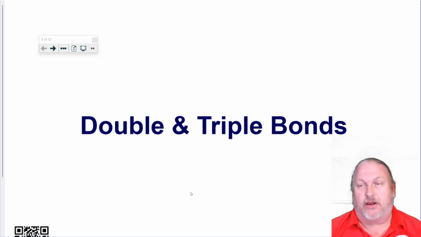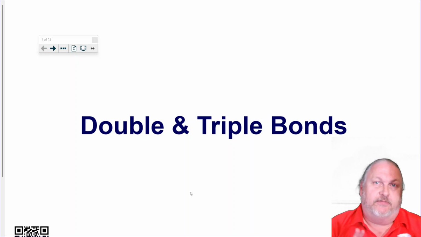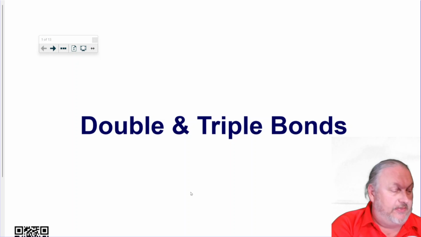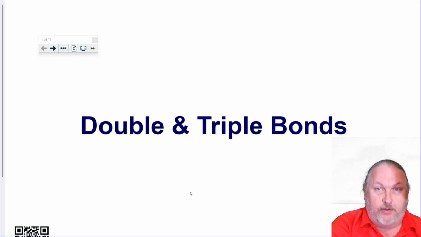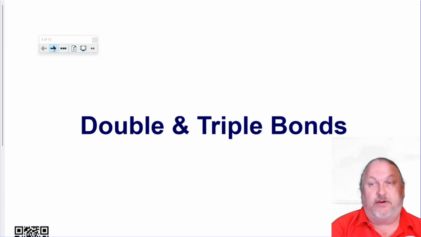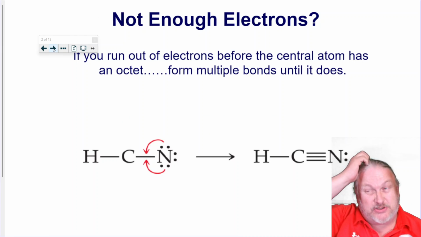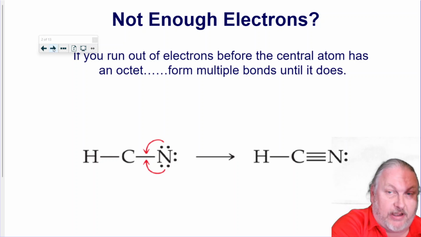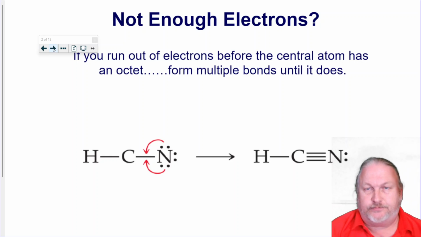So now we're going to talk about double and triple bonds. We've learned how to draw a Lewis structure, which is really cool, and I think most of y'all have picked up on that very well. Now we're going to figure out how, when we draw Lewis structures, we don't always have single bonds. We're going to have a double or a triple.